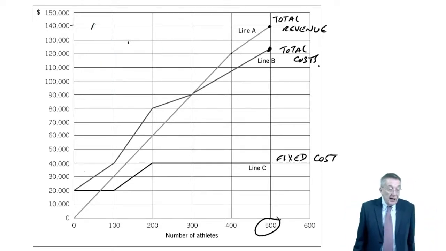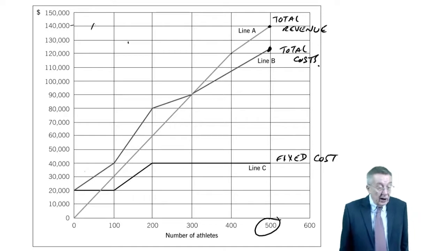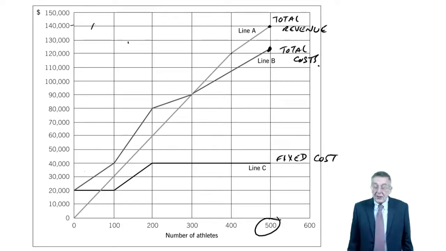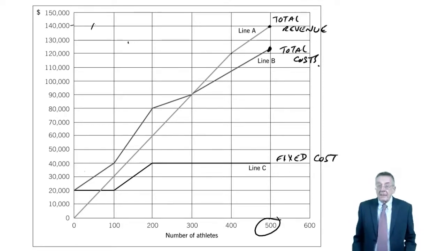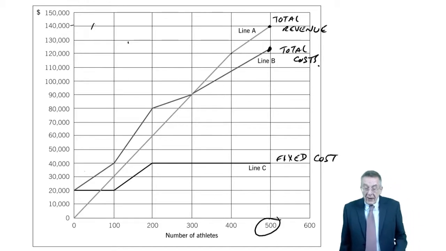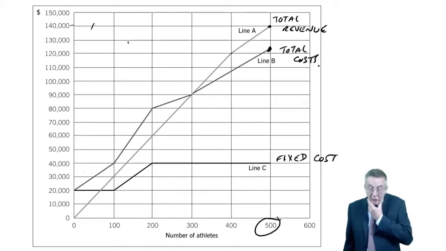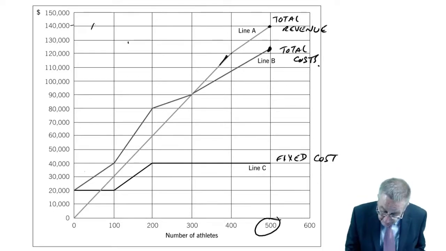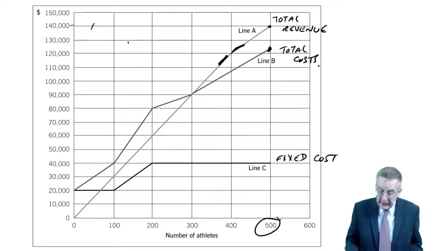It says, using the chart above, explain the cost and revenue structure of the company. Well, basically, you need to look at each bit in turn: the revenue, obviously, the fixed costs, the total costs, and to mention the variable costs. So, let's have a look. First of all, revenue. There does appear to be a little shift in the line there.